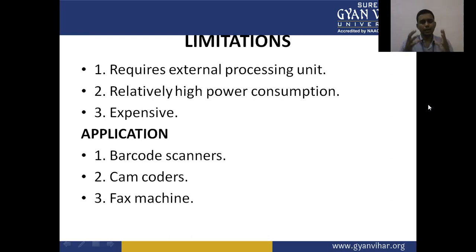The main application of the CCD camera is in barcode scanners. It is used in scanning barcodes at malls, at shops, or in the library. It is used in camcorders to convert the image into code form, and it is used in fax machines also. So these are the application areas of CCD cameras.